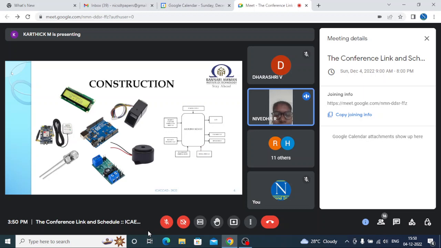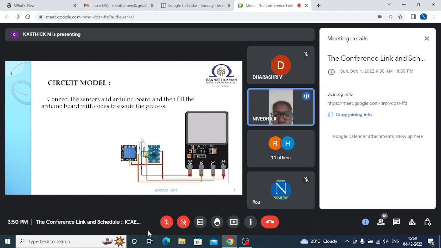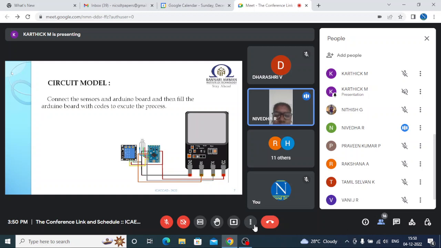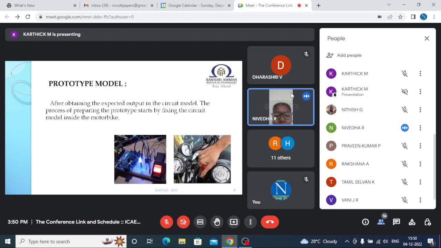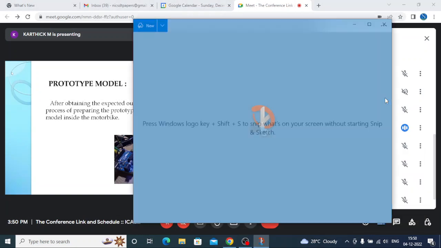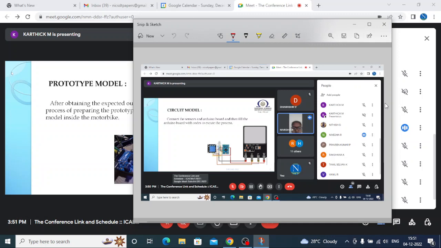So this is our construction, sir. We have used an Arduino board and 4 modules, including an LED set, sir. Next. And this is a circuit model we have connected. We have planned to connect all the components with this Arduino board, sir, to execute the process. This is the circuit model. And this is the prototype model. After the completion of the circuit, we will be placing that model circuit in the motorbike to check whether it is working or not. Next.